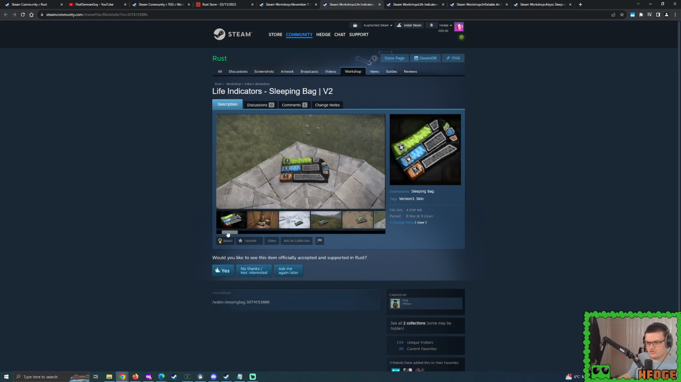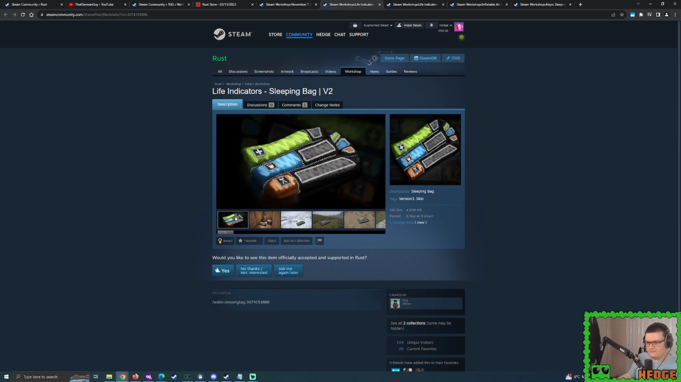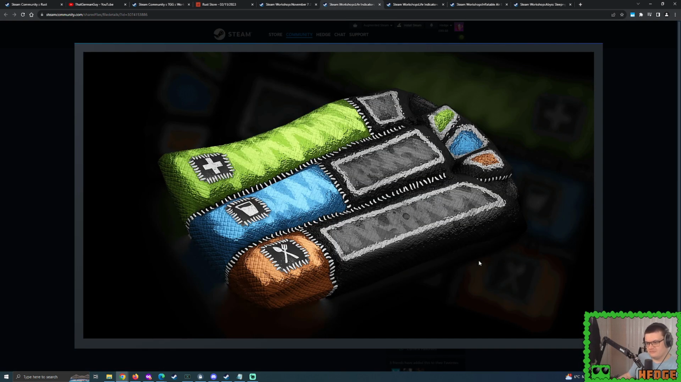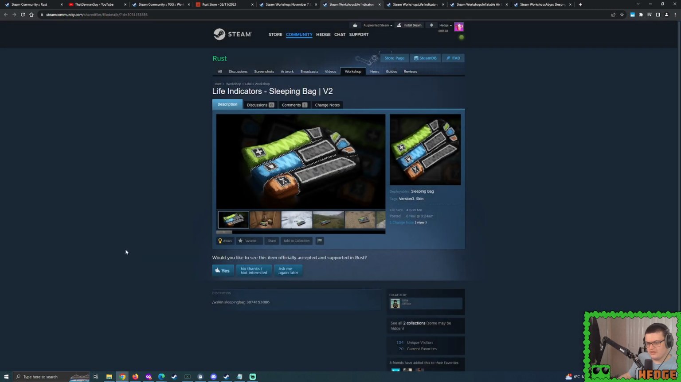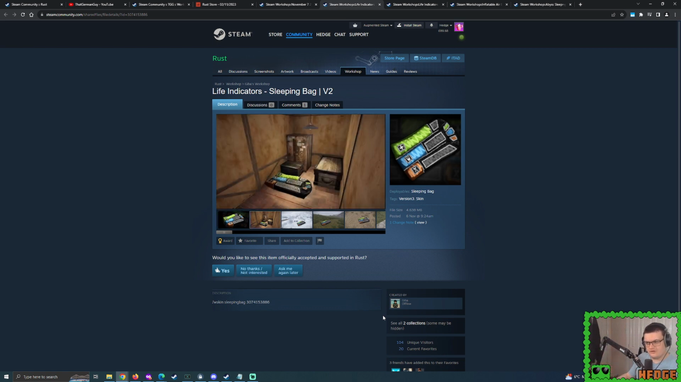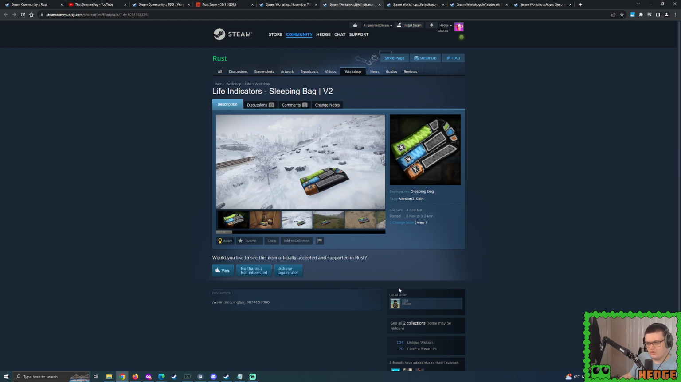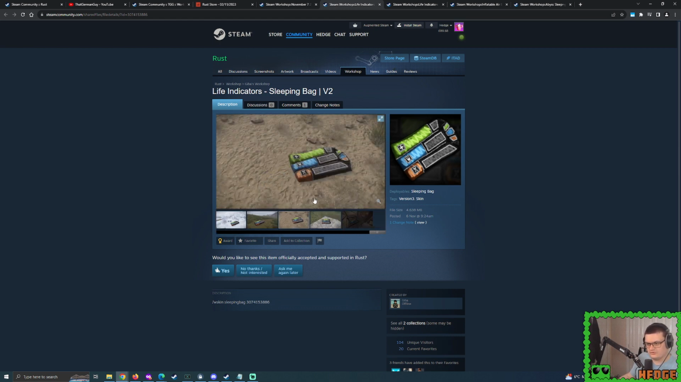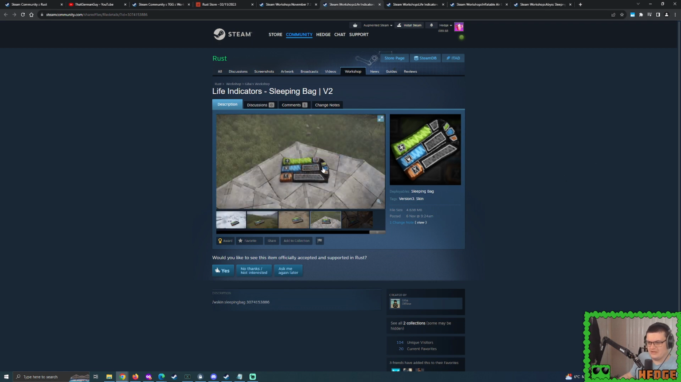Next up, we have a version 2 of a sleeping bag. I remember when it first came out, God. Didn't the version 1 come out at the very beginning of this year? I remember. So yeah, Jeeba, I remember this. Seems you've tweaked it a fair bit. But yeah, this is the life indicator sleeping bag. It's supposed to mimic the little HUD you have in the bottom right. Always keeping you up to date in regards to whether you're hungry or thirsty or you're just about to die. Oh no, my life, it's draining. But anyway, get a good look at that.